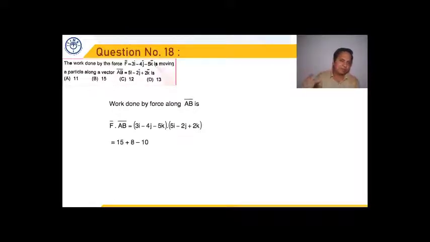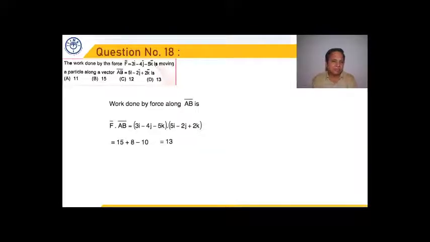Why not i with j? Because i dot j is 0. Whatever the coefficients are, when multiplied by i dot j, the answer becomes 0. So 15 plus 8, that is 23, minus 10, that is 13. So 13 is the amount of work done.